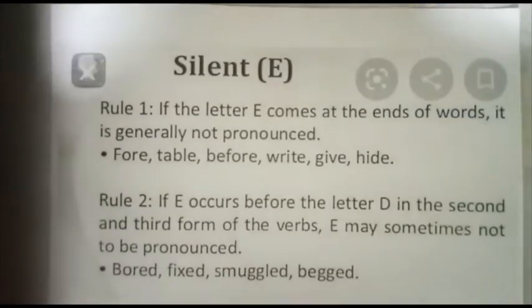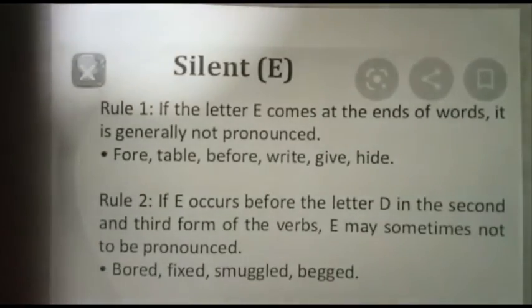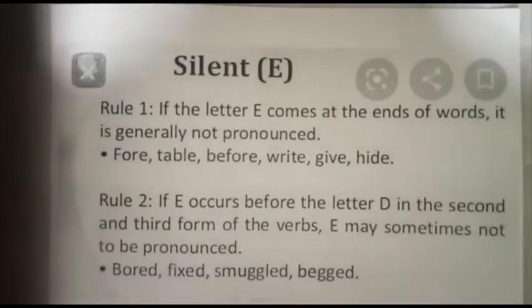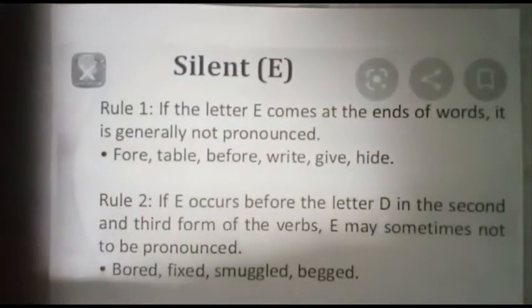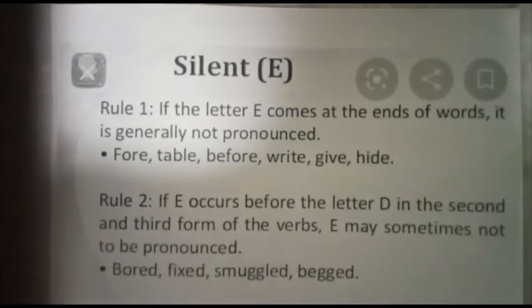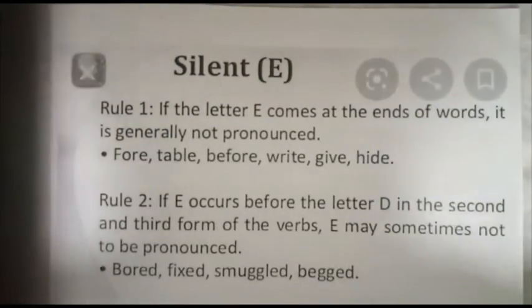Same, the letter E is also silent in some places. If the letter E comes at the end of words, it is generally not pronounced: for, table, before, right, give, and hide. And rule number 2: if E occurs before the letter D in the second and third form of words, E may sometimes not be pronounced. Bored, fixed, smuggled, begged. So see, E is not pronounced in these words.